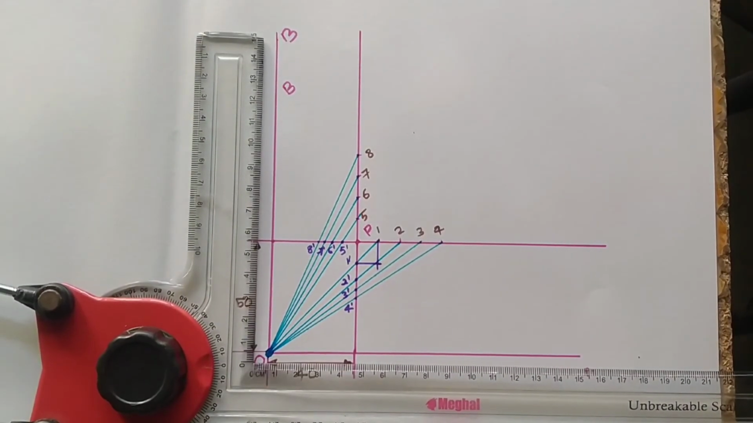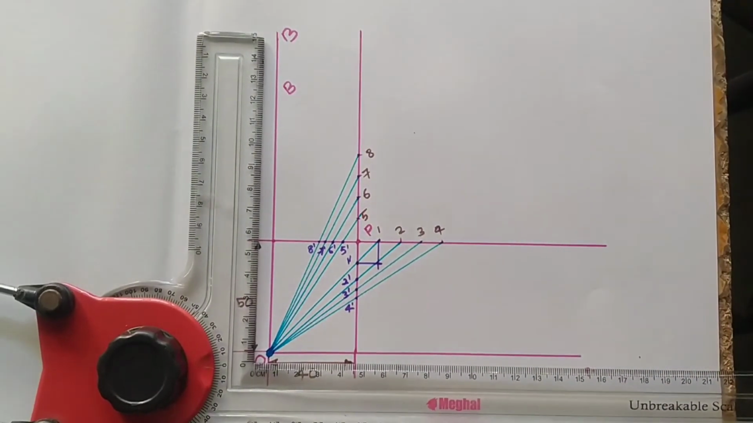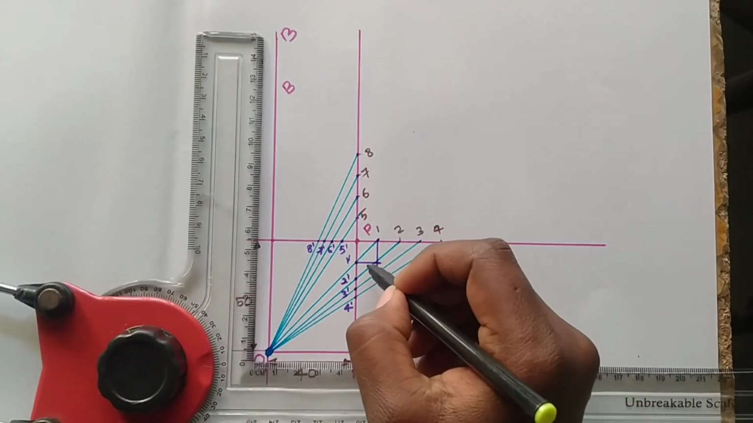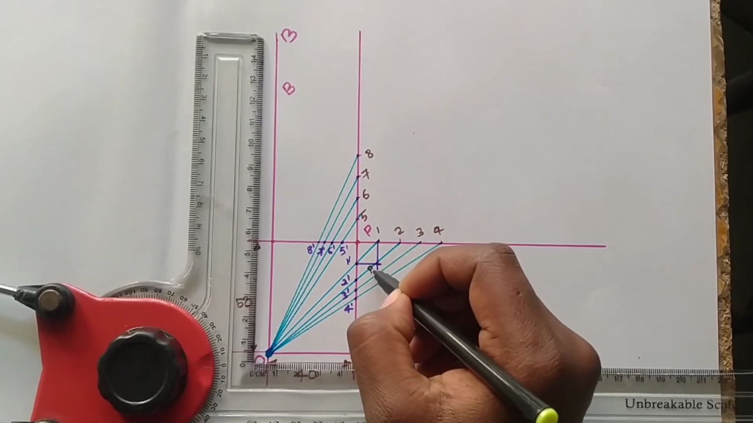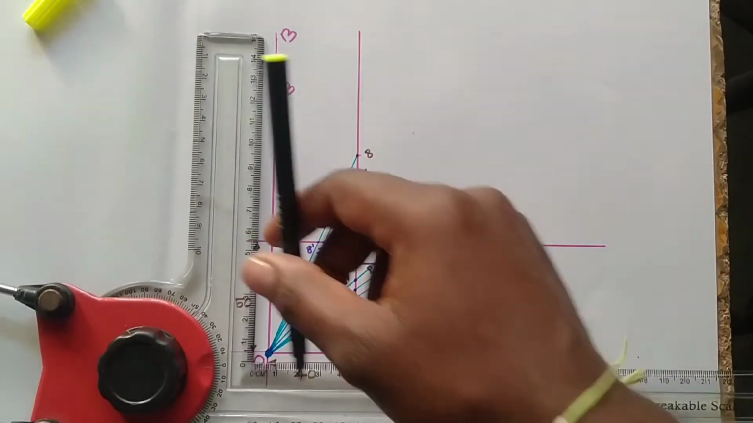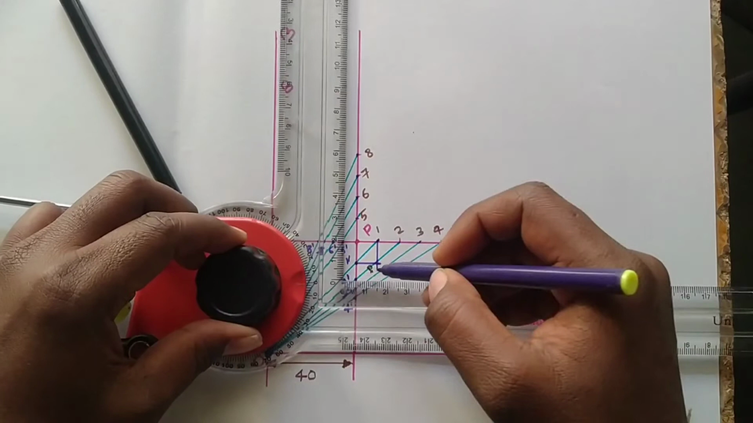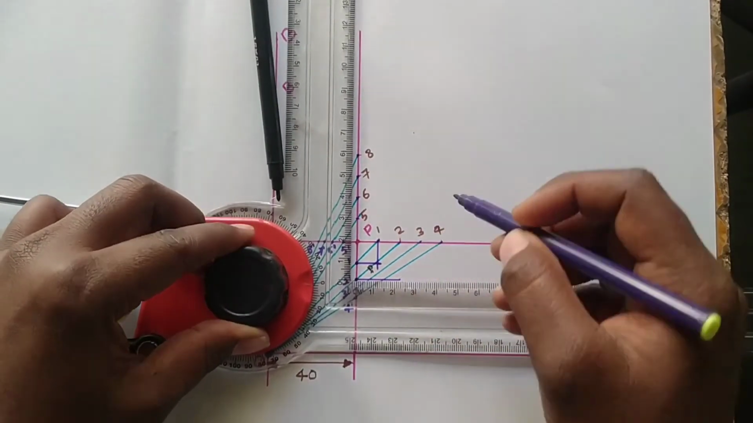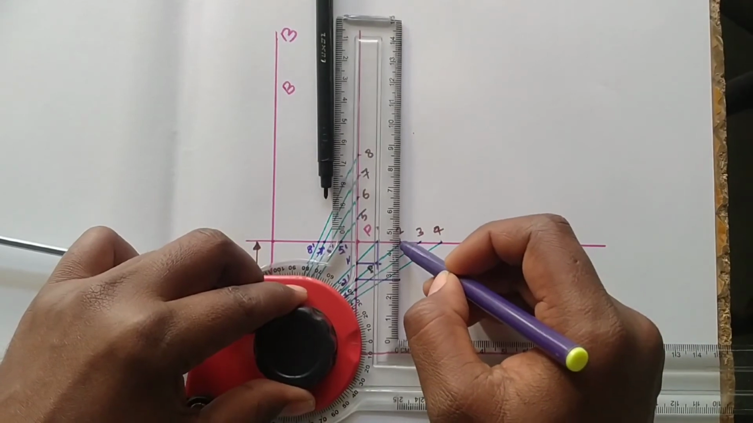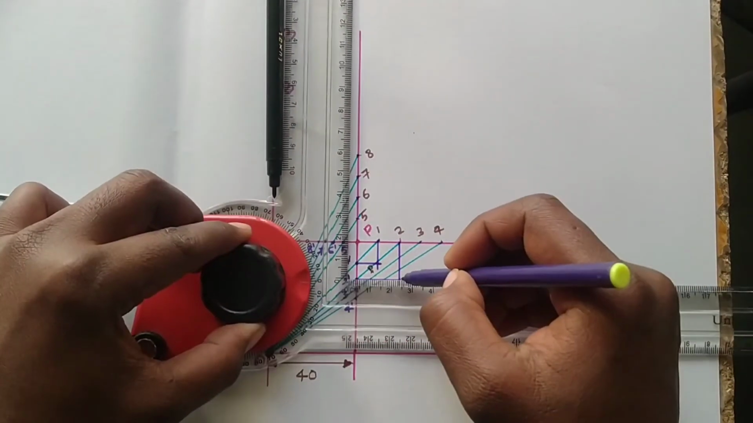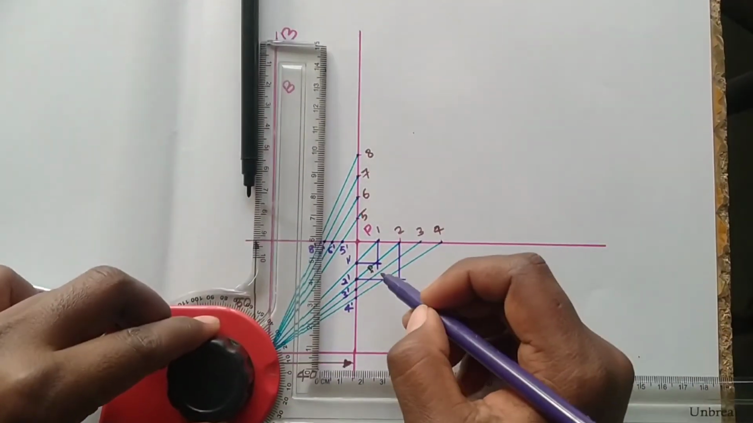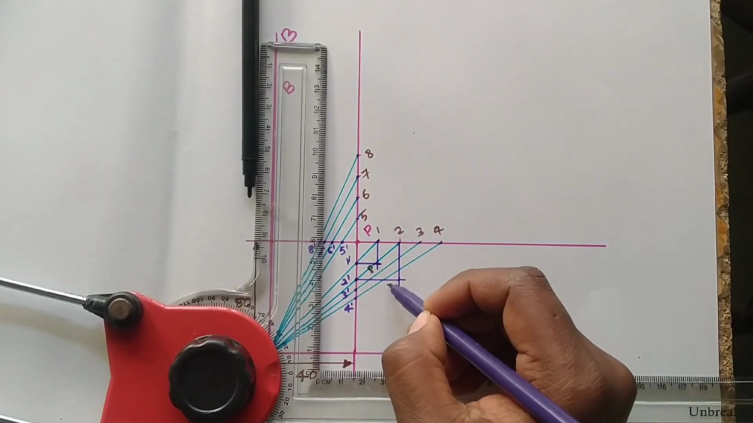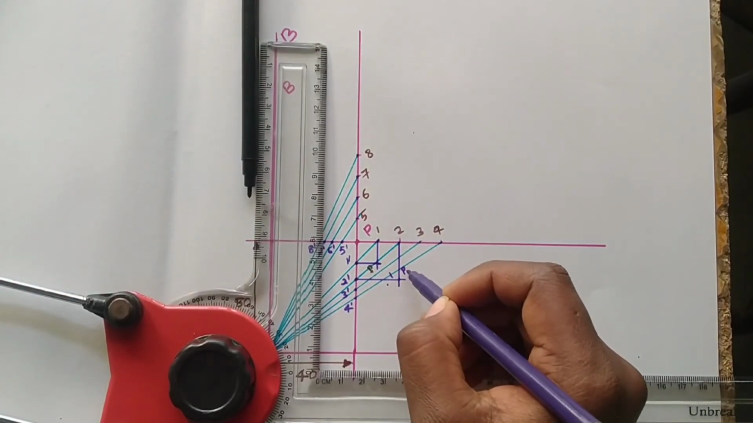The point where both lines intersect, name it P1. Repeat the same for 2: draw horizontal lines from 2 and vertical lines from 2 dash. The both lines intersect at this point, let this be P2.